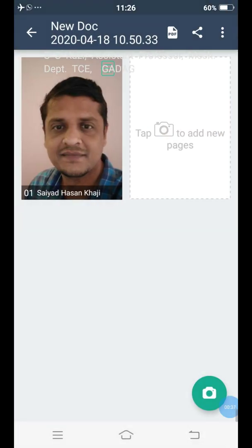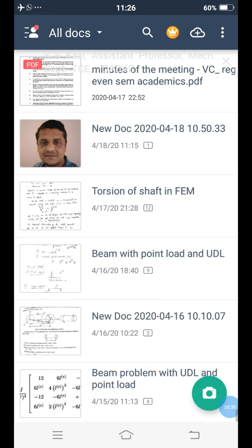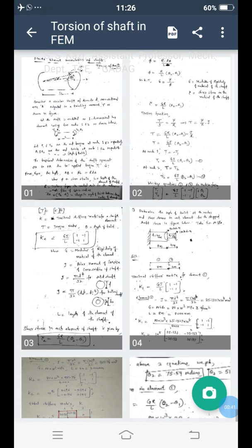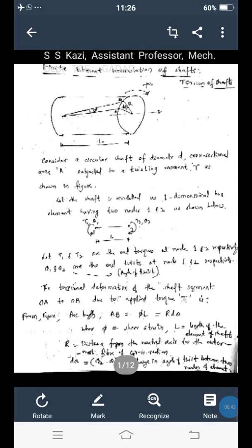In this video session, let us learn how to derive the torsional stiffness matrix for a shaft element, and how to solve the problems on torsion of shafts using finite element method to determine the angle of twist at each node and the shear stress in each element. First, let us derive the torsional stiffness matrix for a shaft element.